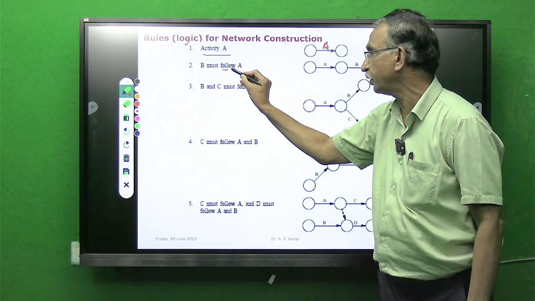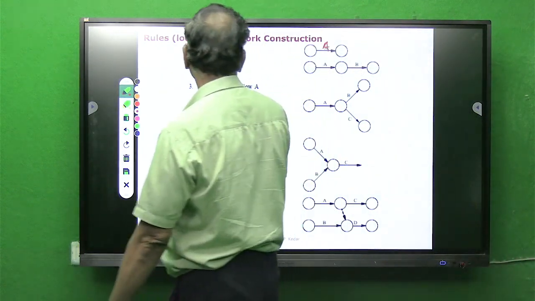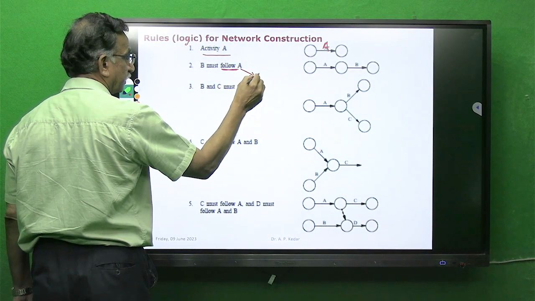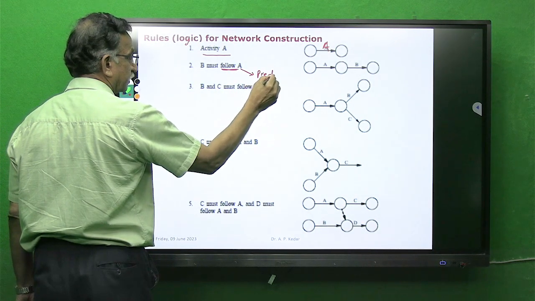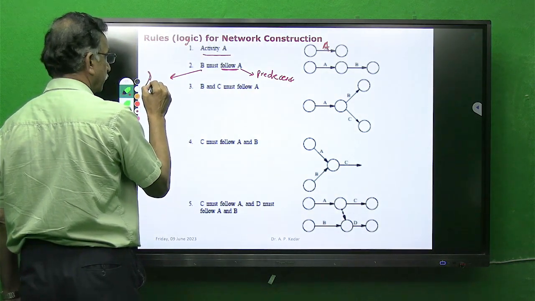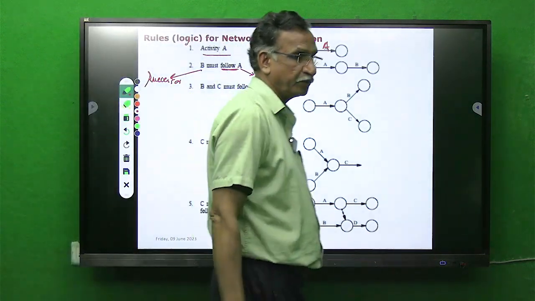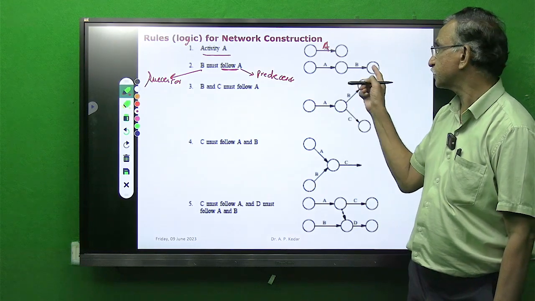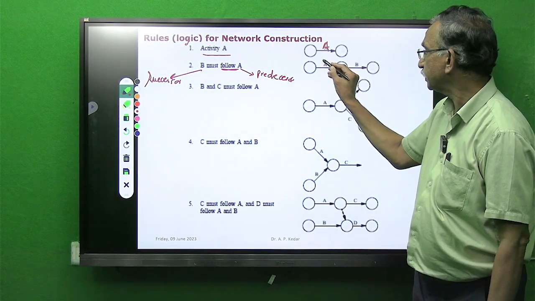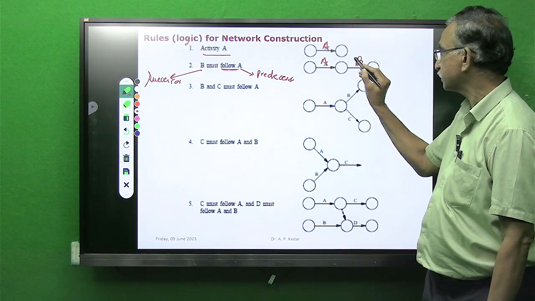B must follow A means B is following A. So naturally this A is the predecessor and B is the successor. So the previous activity is the predecessor, and the following activity is the successor.